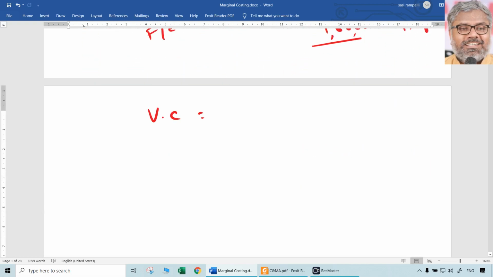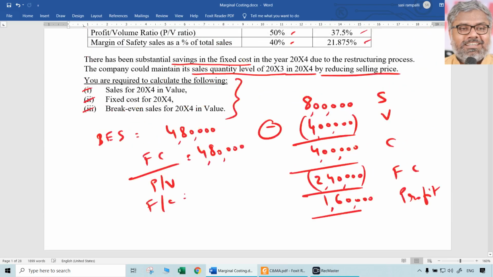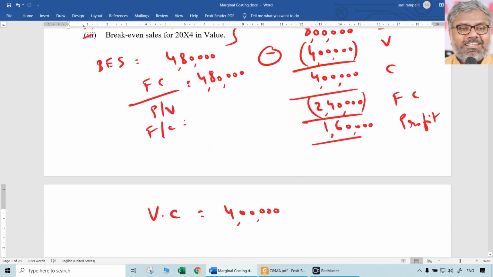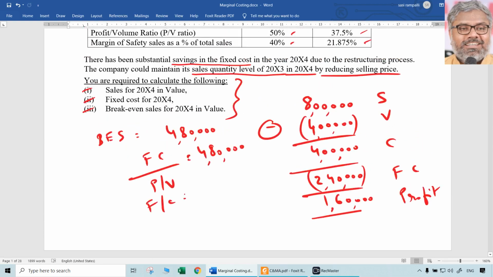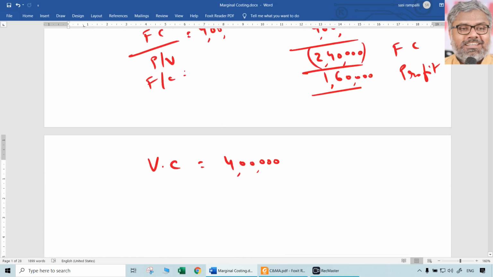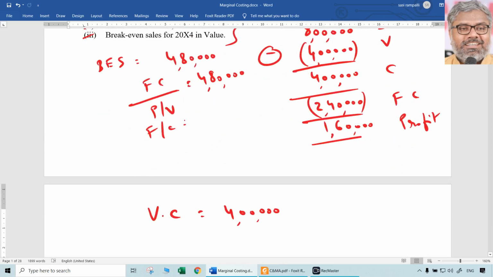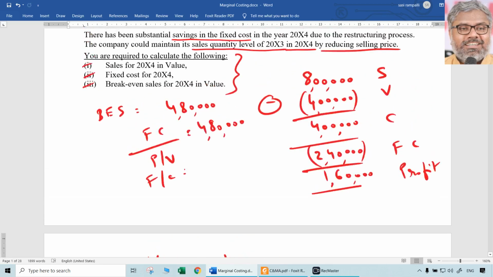Variable cost is going to remain at 4 lakhs. How do you know that? Because the sales quantity has not changed. When the total quantity is the same, variable cost per unit will remain constant unless otherwise stated. No mention about variable cost is there, which means per unit variable cost is the same, and total variable cost also is the same. When there is no change in the level of activity, why would there be a change in variable cost? Since the sales quantity is the same next year, total variable cost is definitely the same. That is the only absolute data we have about next year.